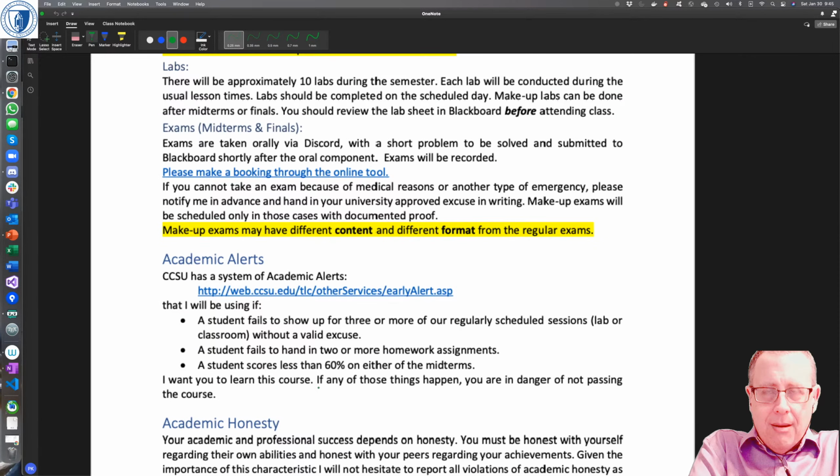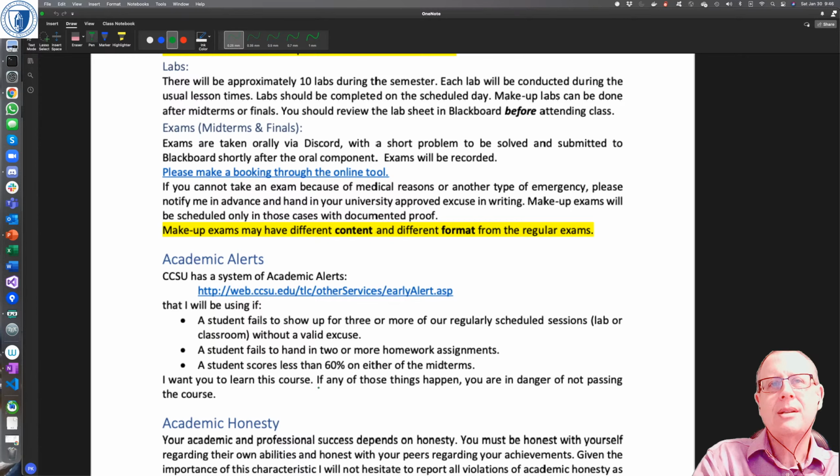I used to not use academic alerts, but I've found that unless I use academic alerts, I get students who fail more often. So I will use the academic alerts system if one of those 3 things is true.